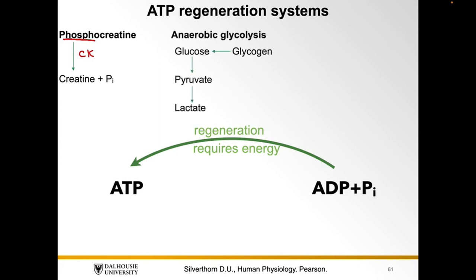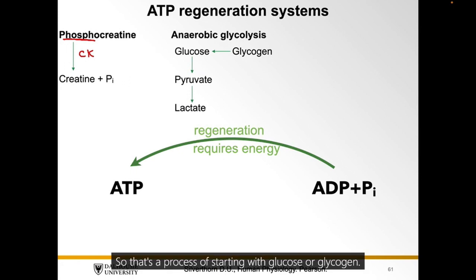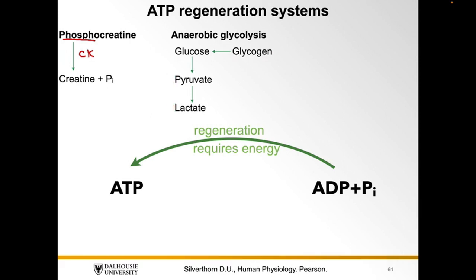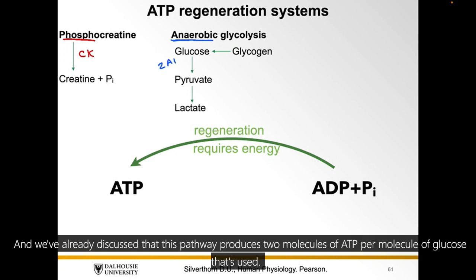The other way we've already talked about is anaerobic glycolysis. That's a process of starting with glucose or glycogen, so one of the two, converting this into pyruvate and then into lactate. So the name here says it, anaerobic glycolysis means it's glycolysis happening under conditions where oxygen is limiting or does not require oxygen. And we've already discussed that this pathway produces 2 molecules of ATP per molecule of glucose that's used.